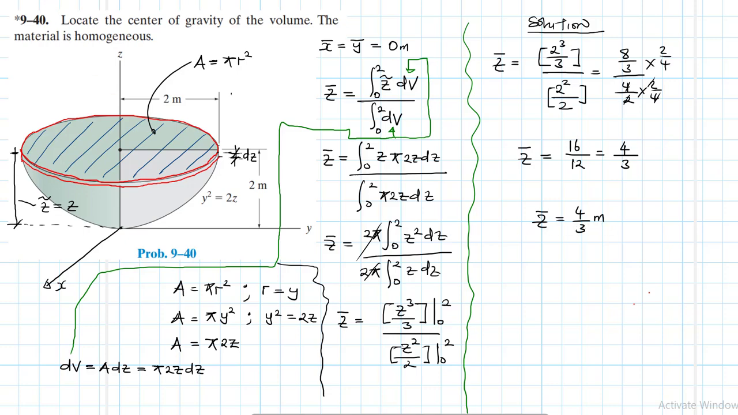So this is the final solution. This is the point along the z-axis where the center of gravity lies. Mind you, we've already found the other values. We said x bar is equal to 0 meters, and so is y bar.